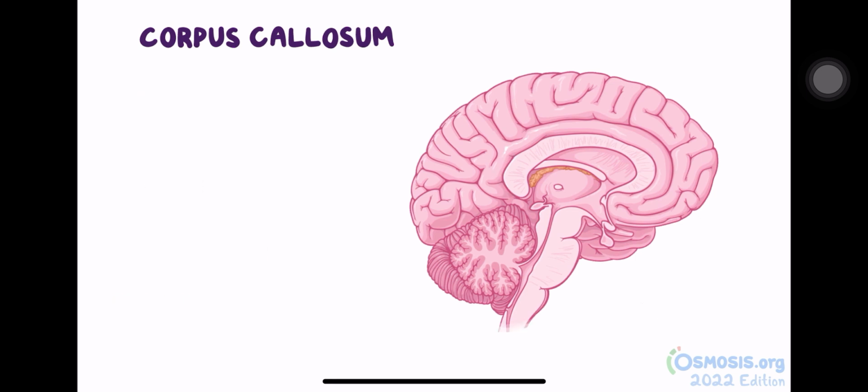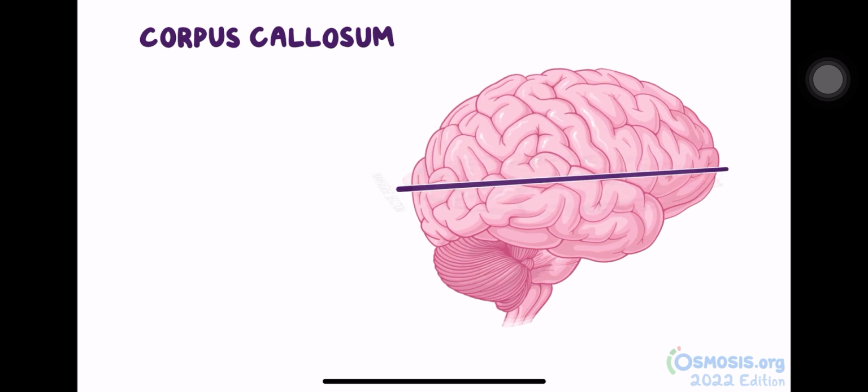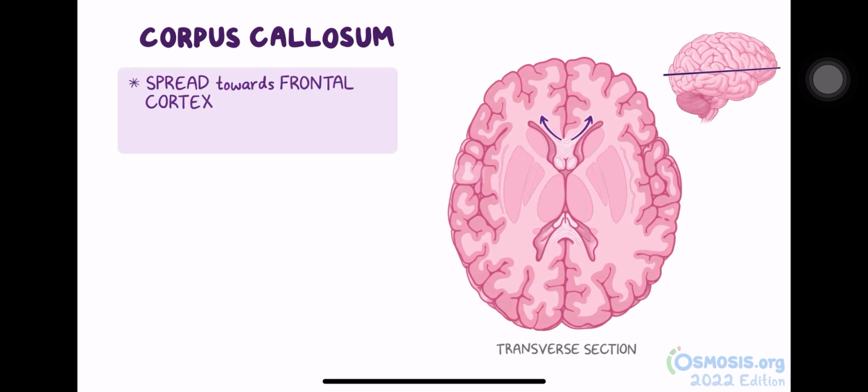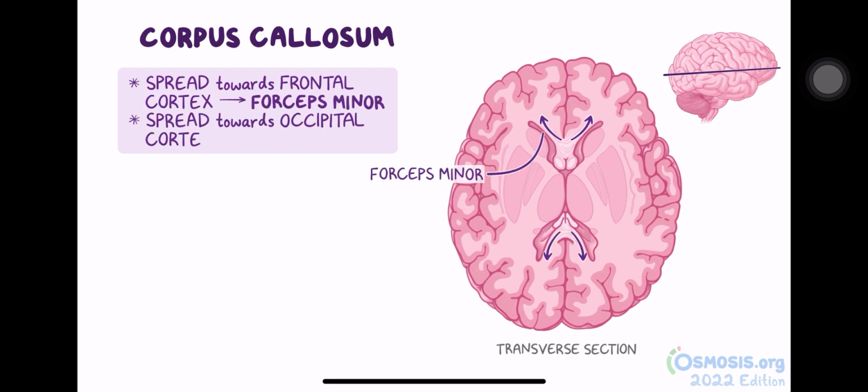Now, let's look at the axial or transverse section of the brain so that we can follow the fibers of the corpus callosum as they fan out towards the cerebral cortex. The fibers from the genu spread rostrally towards the frontal cortex, forming the forceps minor, while the fibers from the splenium spread caudally towards the occipital cortex, forming the forceps major.